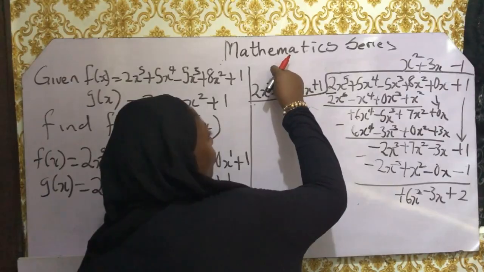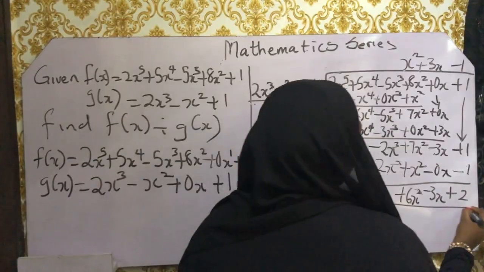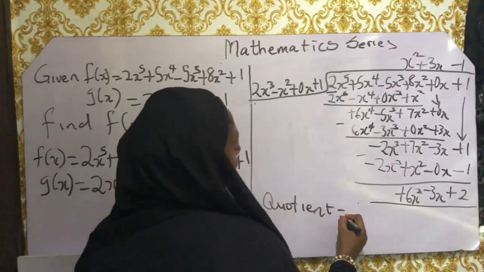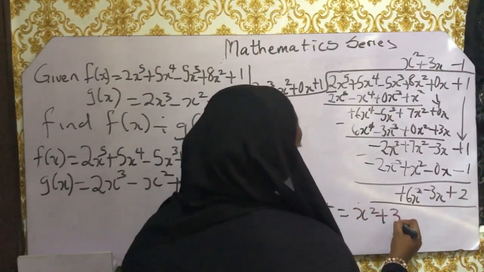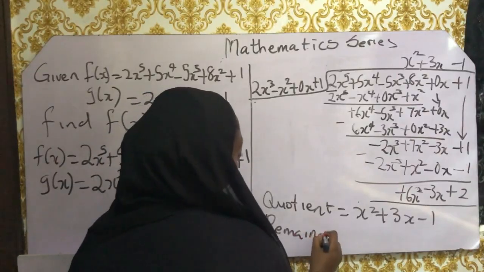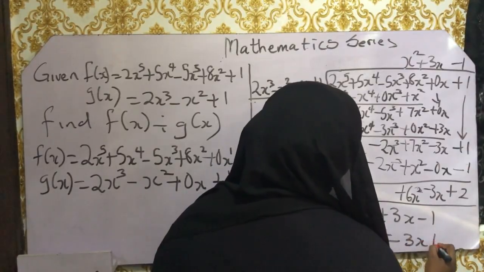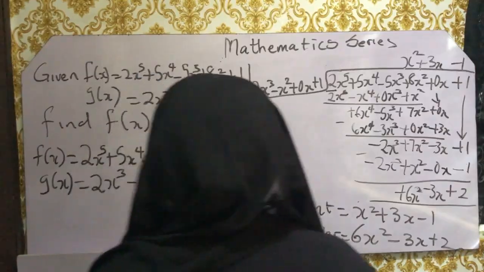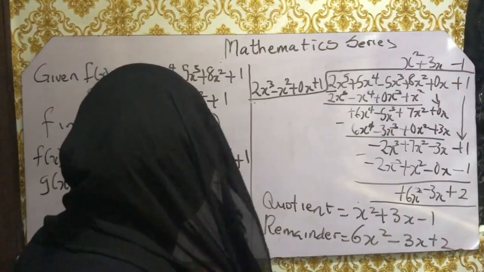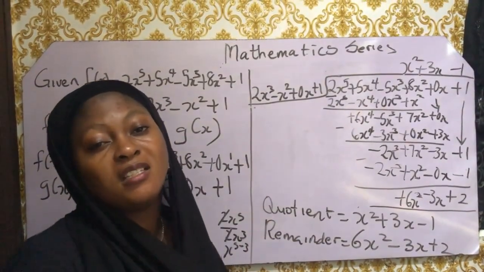And you can see what we have here is actually of lower degree than this, so we cannot divide further. So we have a quotient of x squared plus 3x minus 1 and a remainder of 6x to the power of 2 minus 3x plus 2. So when we divide f of x by g of x, we got a quotient of x squared plus 3x minus 1 and a remainder of 6x squared minus 3x plus 2. Thank you for listening. See you in the next class.